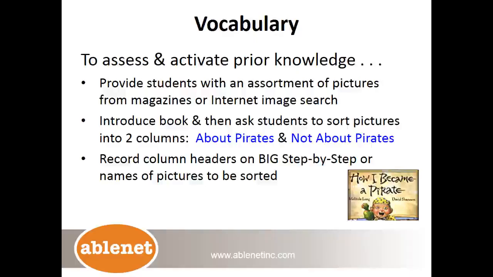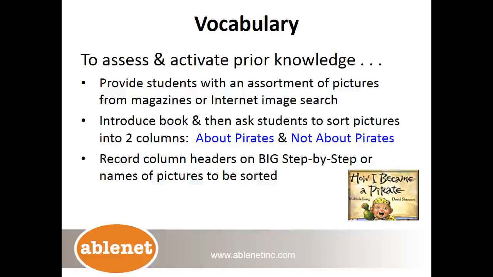Thinking about other stories and how we can work on vocabulary, there's a particular one called How I Became a Pirate. And you think about how you can access and activate prior knowledge. In this particular way, we would look at providing students with an assortment of pictures from magazines or an internet search. And this is before we introduce the book to the student. So we have all the pictures ready and available. And you can do this for any one of the stories that you're working with.